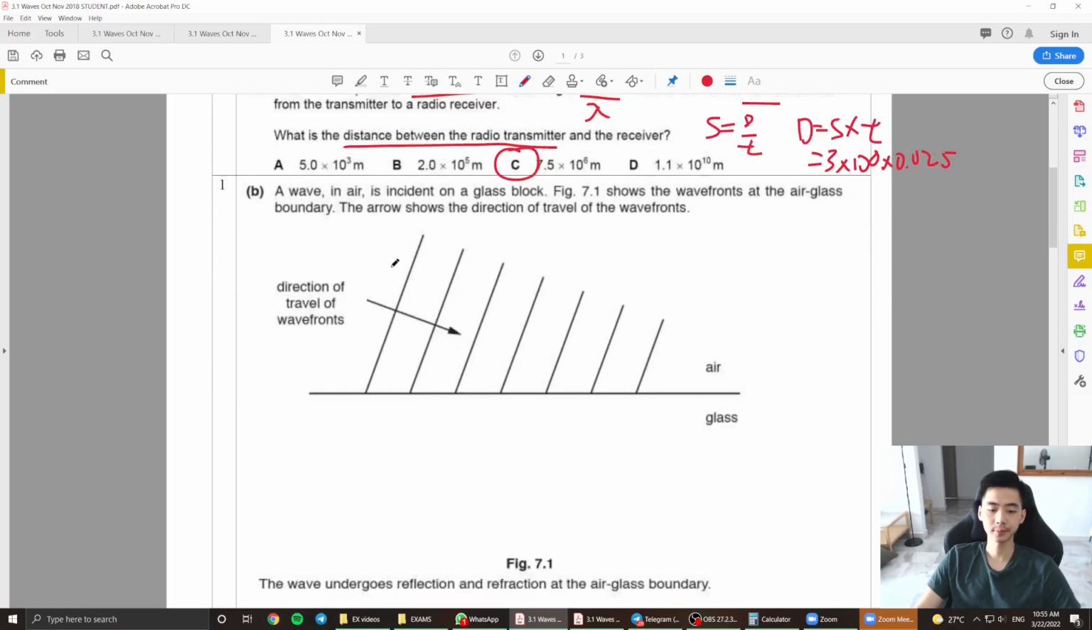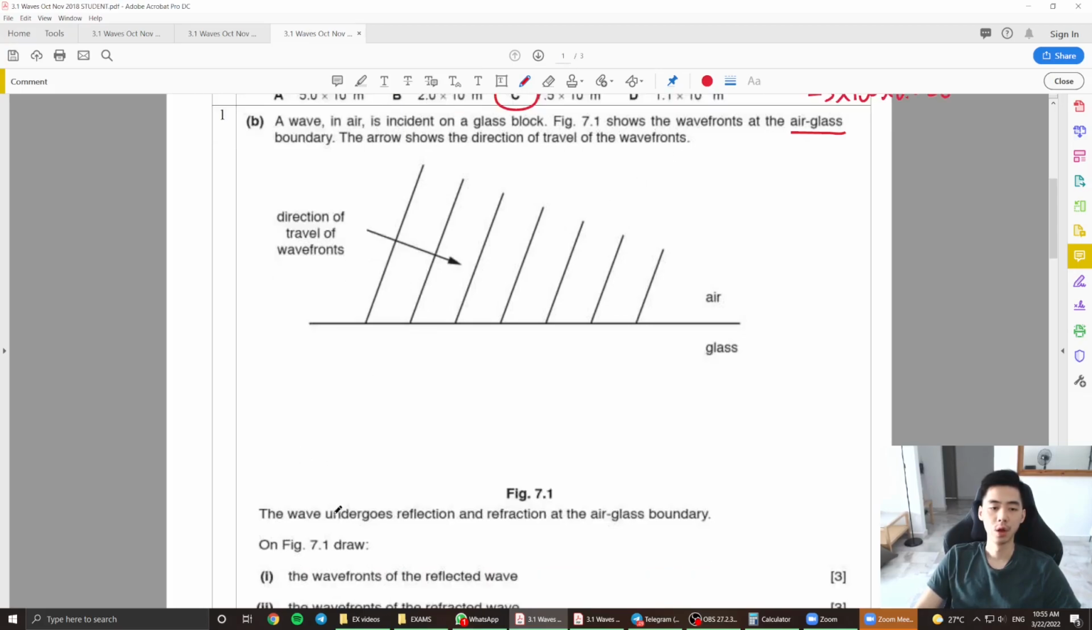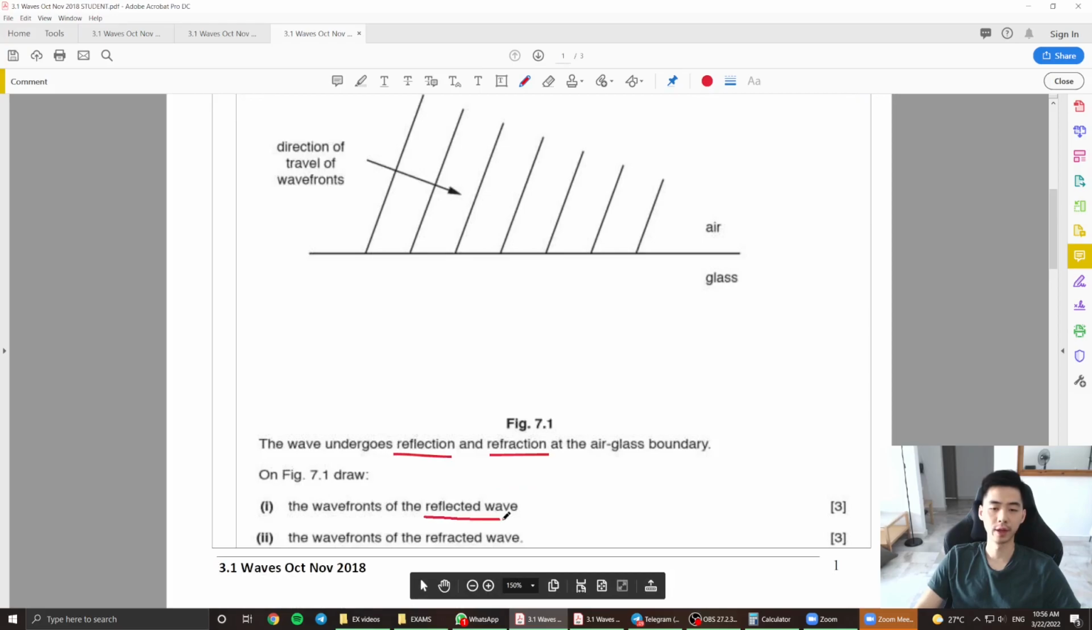Right? Then after that, moving on, a wave in air is incident on a glass block. Figure 7.1 shows the wave fronts at the air glass boundary. The arrow shows the direction of travel of the wavefront. The wave undergoes reflection and refraction at the air glass boundary. On figure 7.1, draw the reflected waves here.